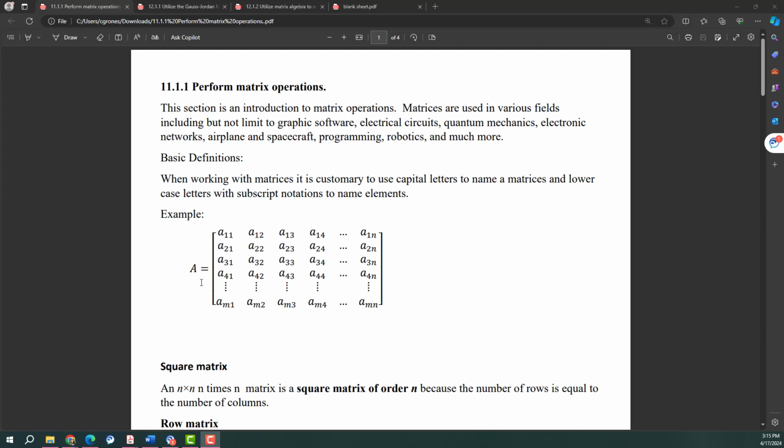So, a matrix is going to look something like this. You're going to need your brackets, and then there are numbers that are inside of your matrix. There are rows and then columns. So your rows are what's going horizontal, and then the columns are going up and down.